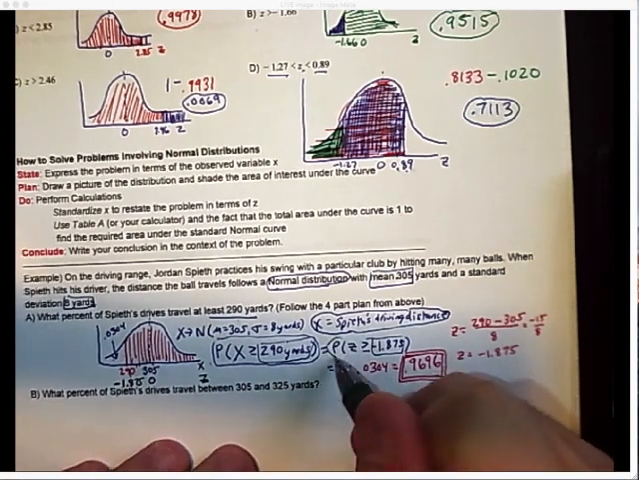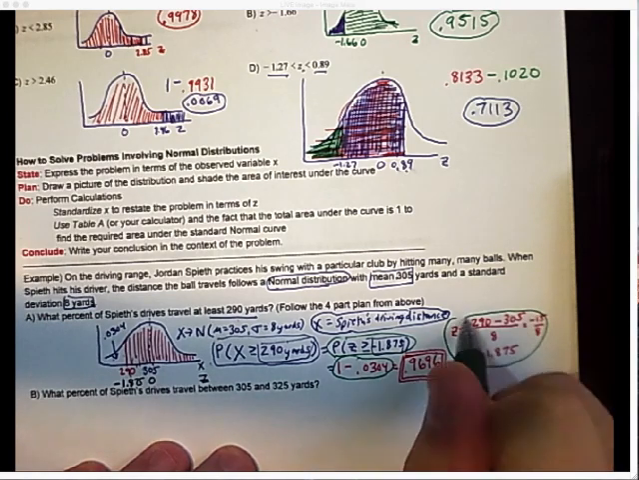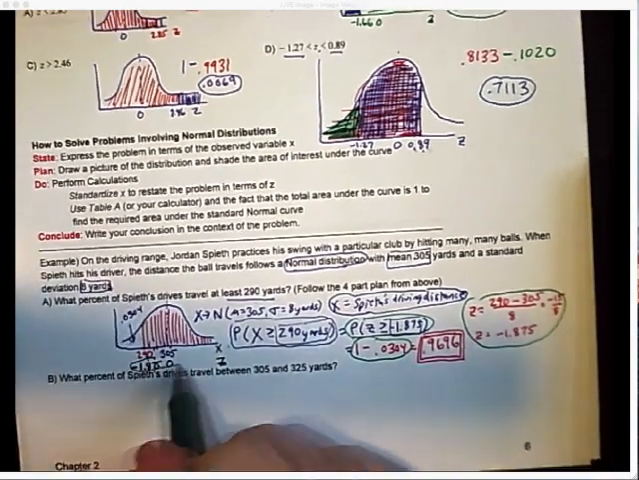So all of this stuff right here is actually not necessary. All of this stuff is not necessary. It's not necessary to write the z-scores.